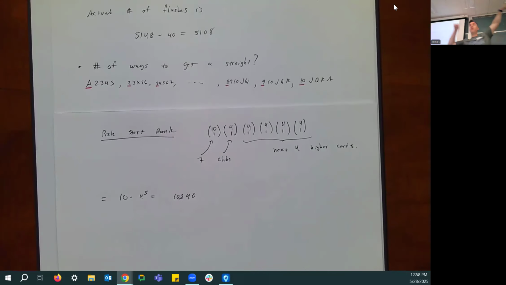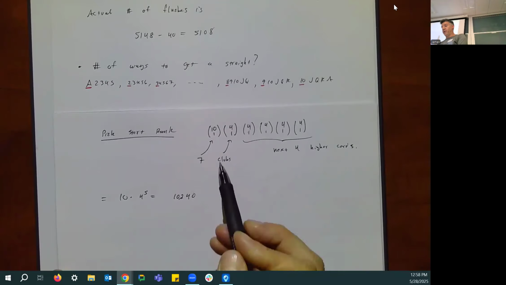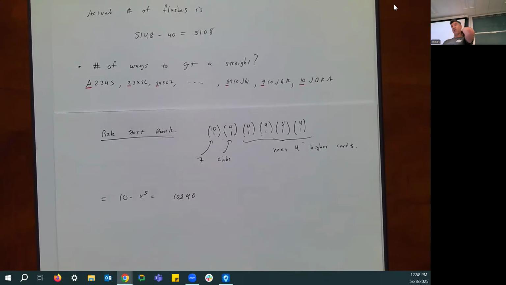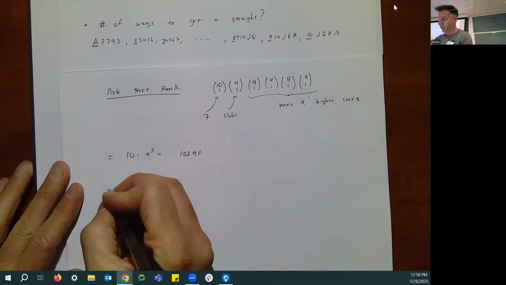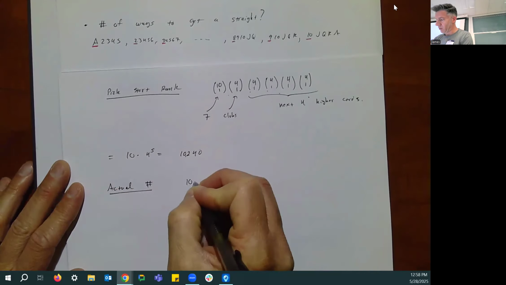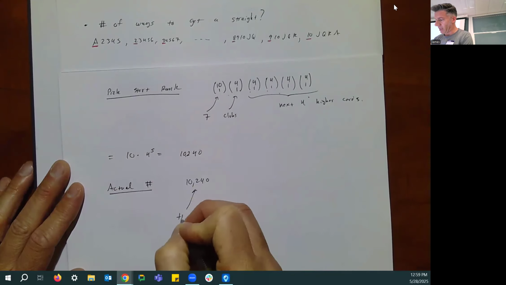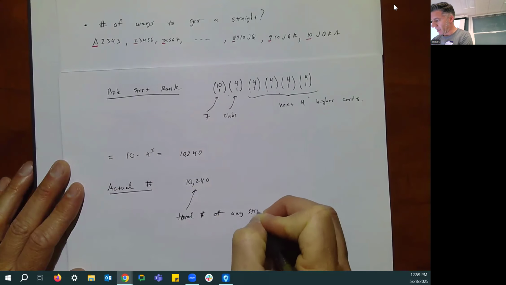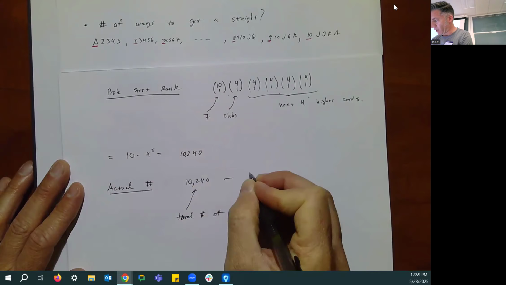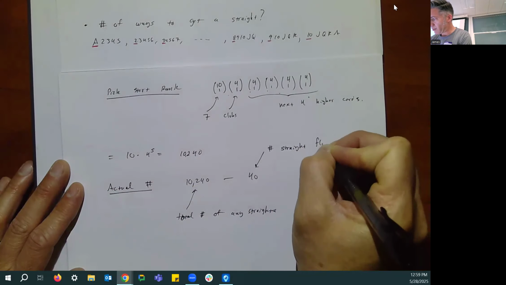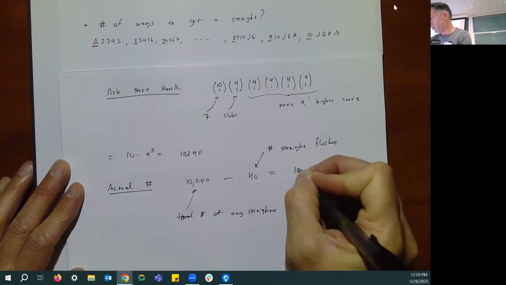Okay, but just like the previous problem, we've overcounted by the number of straight flushes. Because you could have picked the 7 of clubs and the 8 of clubs and the 9 of clubs and the 10 of clubs and the jack of clubs. And that is a better hand. So we have to subtract off that same 40. 10,240, the total number of any straights, minus 40, the number of straight flushes. That's going to be 10,200.